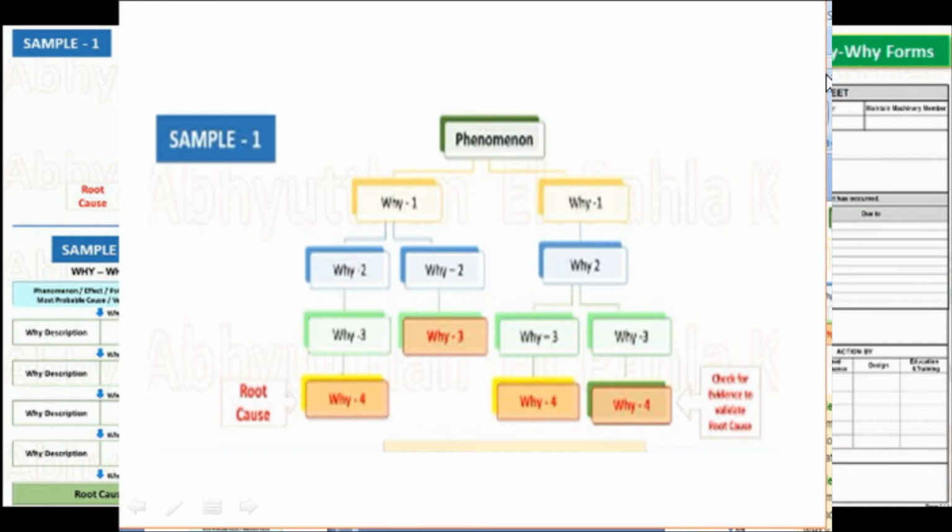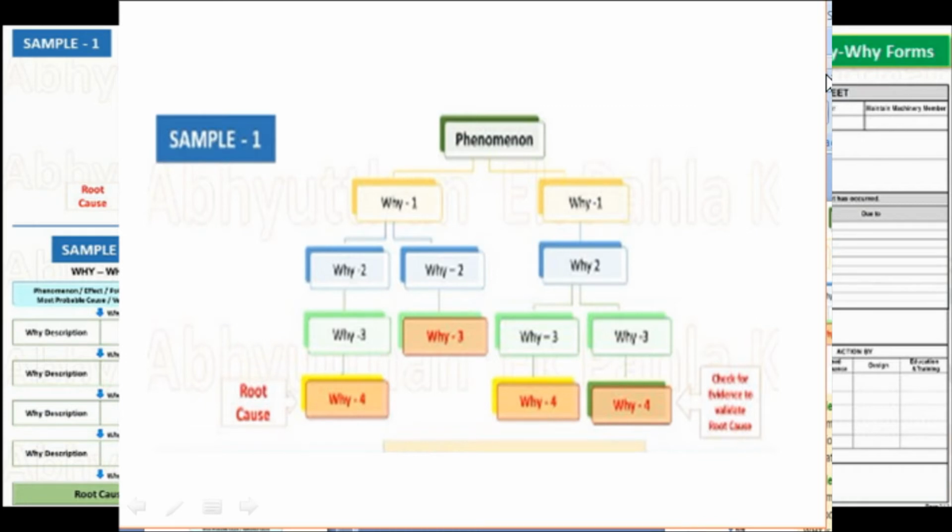Now, sample number one is the phenomenal format which we use. This is like an organization structural chart. In the phenomenal sample, first of all, you have to find the two whys. When you find these two whys, you find Y1 and Y2, one on each side. Then you go to the second level of why in the same format.